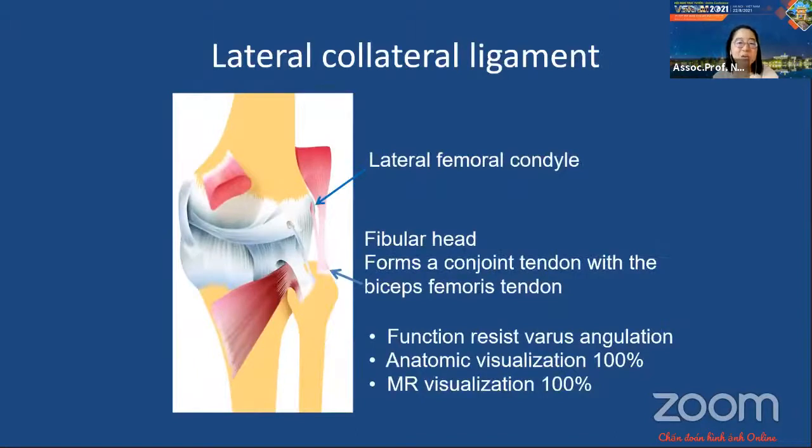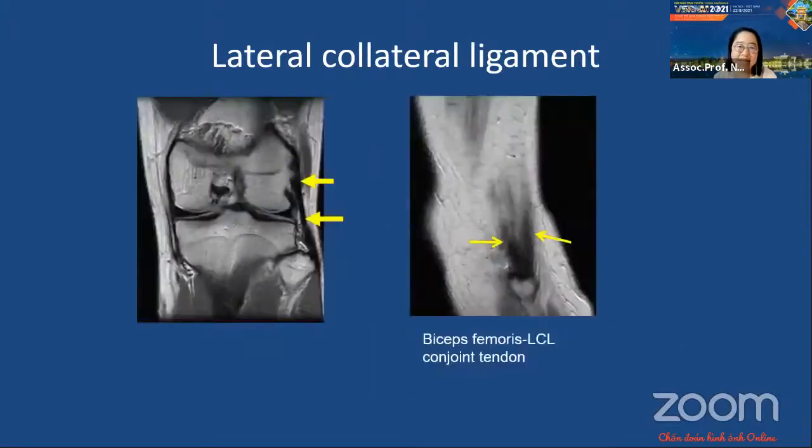Let's start with the lateral collateral ligament. It starts from the lateral femoral condyle, goes to the fibular head and forms a conjoined tendon with the biceps femoris tendon. You will always be able to identify these structures on anatomy and MRI. This is how we trace it. Just start from the coronal view. You can see the biceps femoris tendon. Okay, you can see the lateral collateral ligament also goes to the fibular head. It forms the conjoined tendon with biceps femoris posterior and LCL anterior.